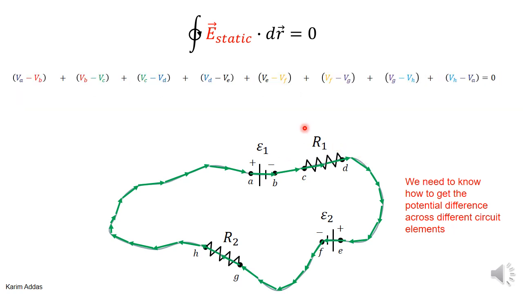We can substitute these potential differences, and you notice that everything will cancel as you expect, and you get 0, because you have minus VB plus VB, minus VC plus VC, minus VD plus VD, minus VE plus VE, minus VF plus VF, minus VG plus VG, minus VH plus VH, minus VA and plus VA. So obviously when you add all these you get 0. So this is basically Kirchhoff's voltage rule, and it comes from the fact that if you integrate the electric field due to static charges over any closed loop, you get 0.